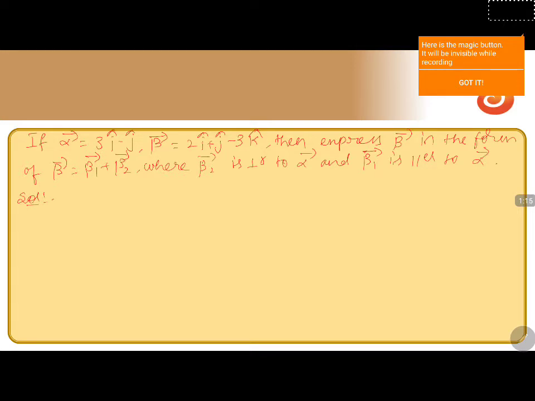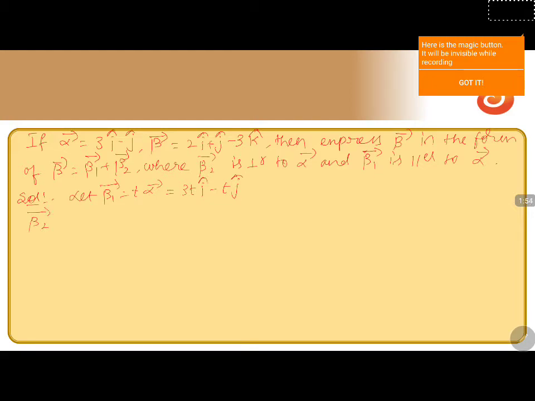They gave alpha vector, beta vector, and we are asked to express beta vector in the form of beta 1 plus beta 2. The condition is that beta 2 is perpendicular to alpha and beta 1 is parallel to alpha. So since beta 1 is parallel to alpha, we'll write it as, let beta 1 equal t times alpha vector. This can be written as 3t i cap minus t j cap.